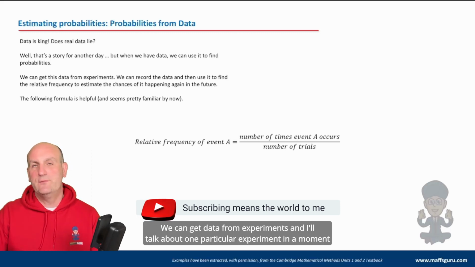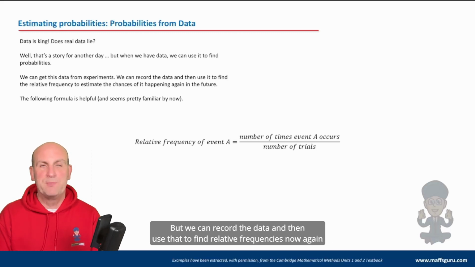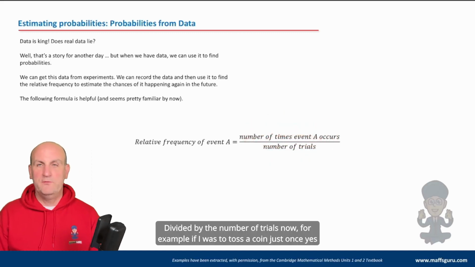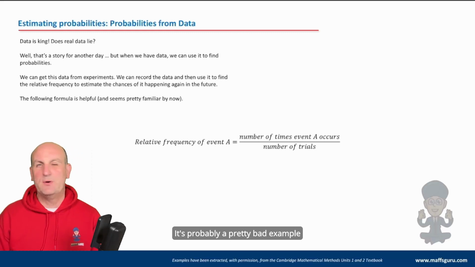We can get data from experiments. I'm going to talk about one particular experiment in a moment, but we can record the data and then use that to find relative frequencies. Now, again, the relative frequency of an event happening is given by the number of times that event A occurs divided by the number of trials. For example, if I was to toss a coin just once, and it's probably a pretty bad example.